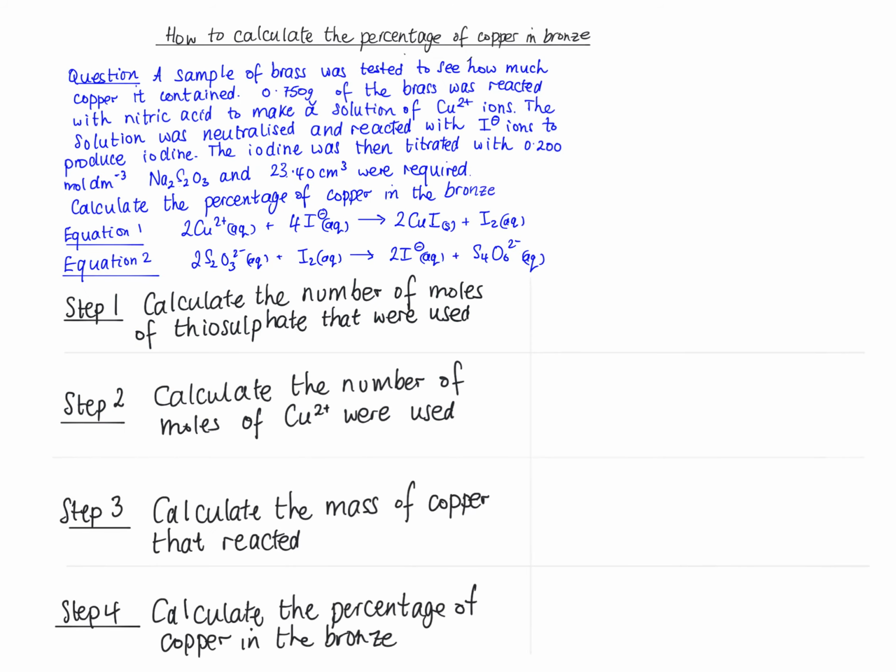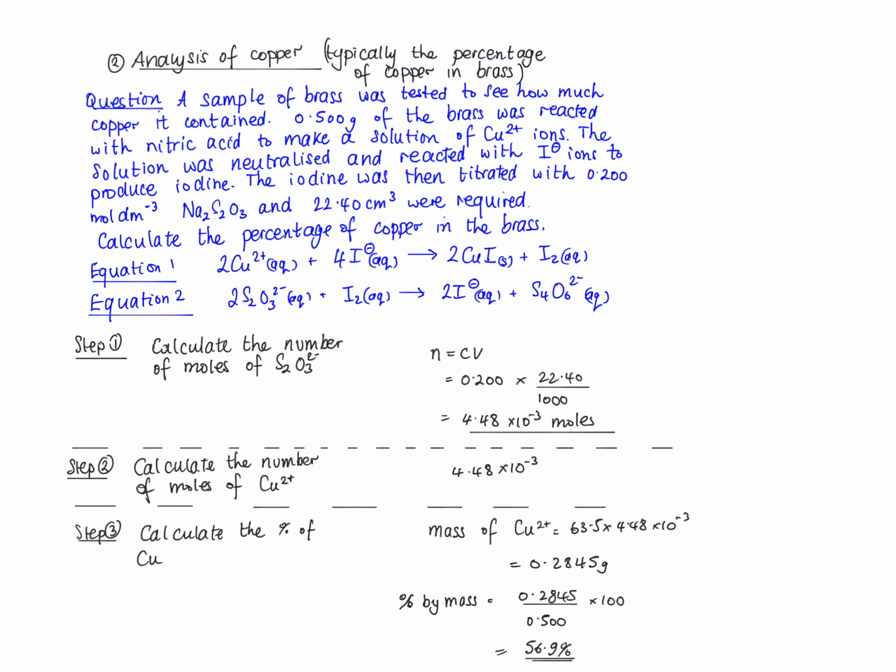To calculate the percentage of copper in bronze or brass, there are 4 steps. Step 1, calculate the number of moles of thiosulfate that we used. Step 2, calculate the number of moles of Cu2+ that we used. Step 3, calculate the mass of copper that reacted. And step 4, calculate the percentage of copper in the bronze or the brass.